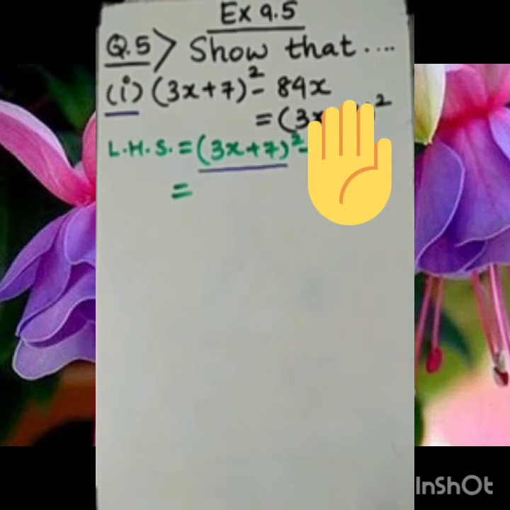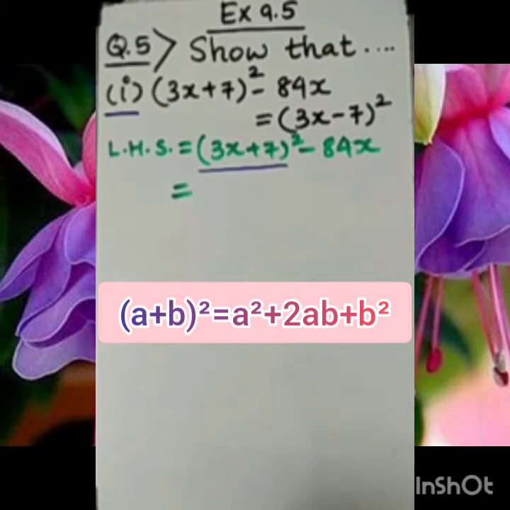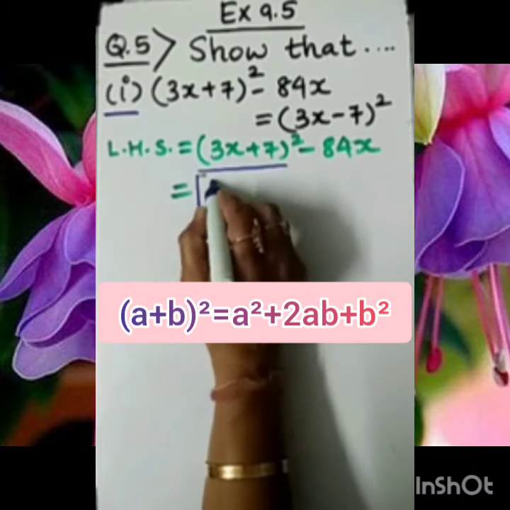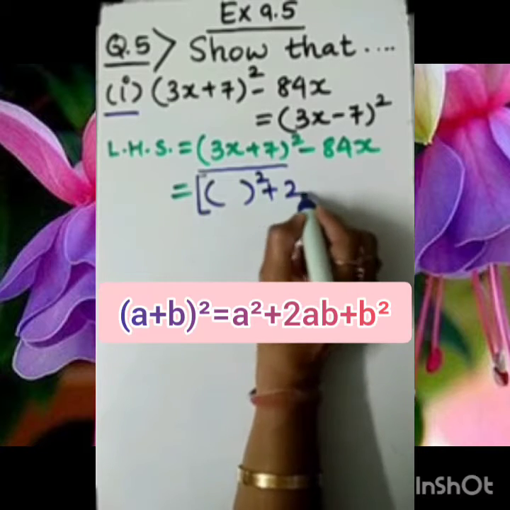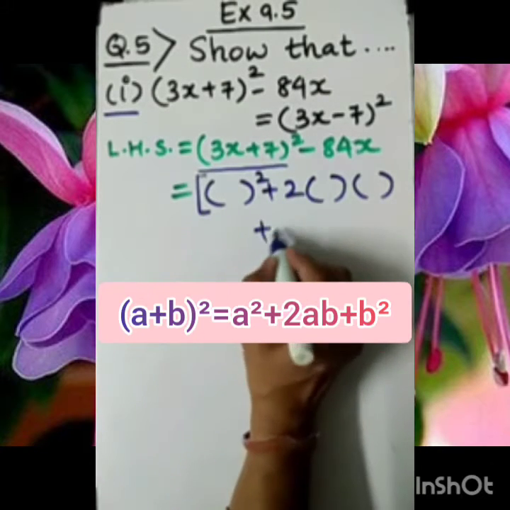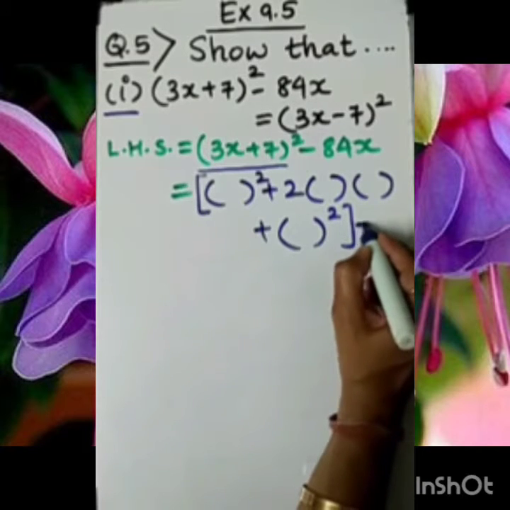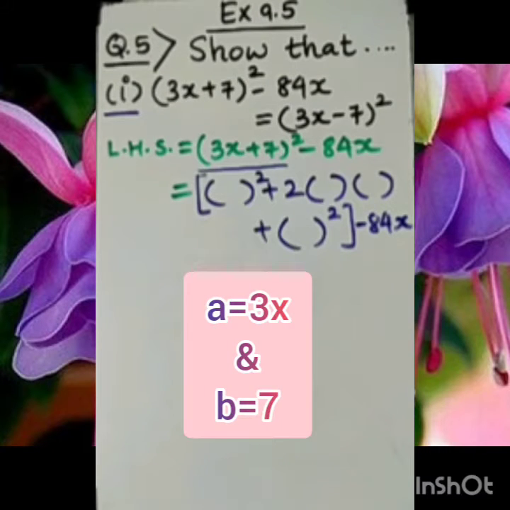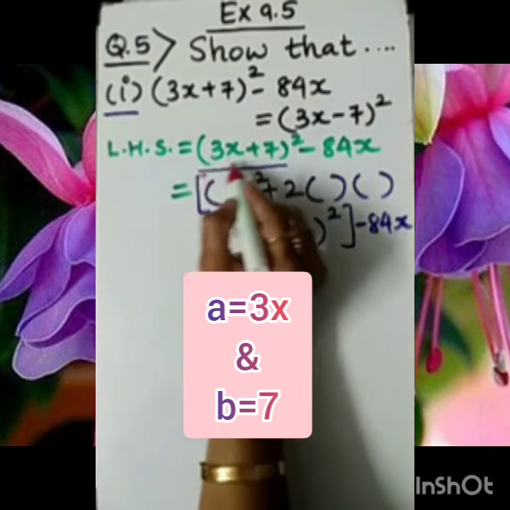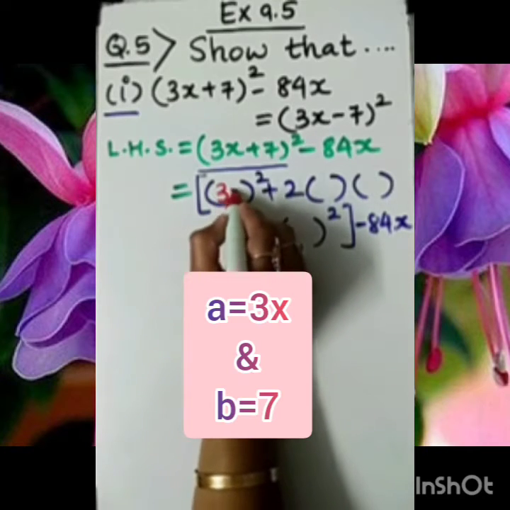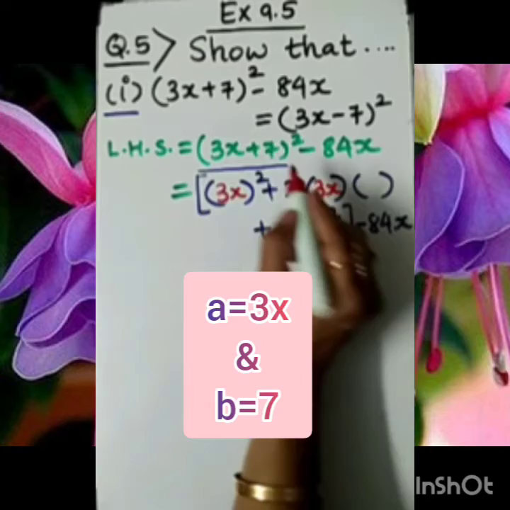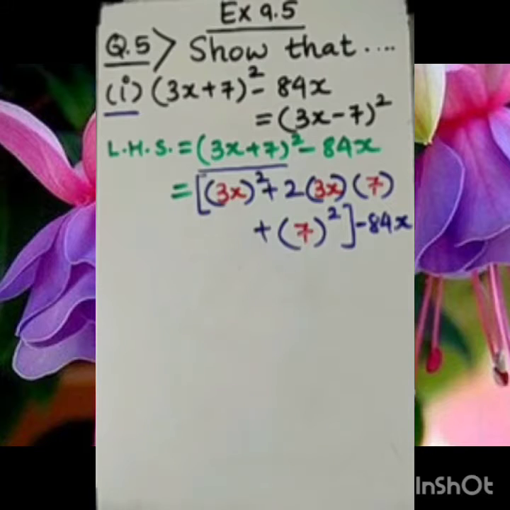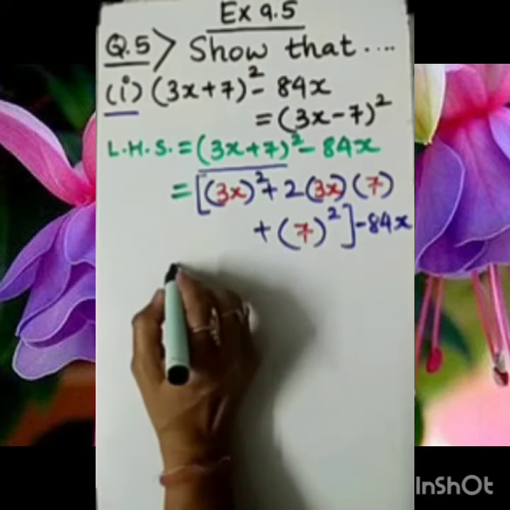For this term we need to apply the identity, the first identity, (a + b) whole square, which says a square plus 2ab plus b square, and then minus 84x. Fine. So you can see here, what is a? A is the first term, that is 3x. Here also I am writing 3x. The second term is 7. Here I need to write 7. Clear to you?